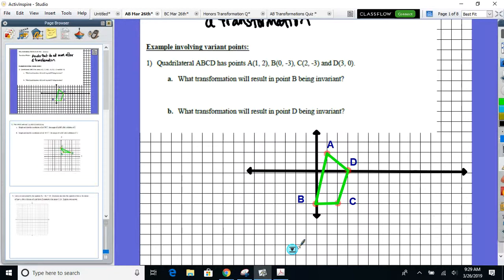Caleb! Everyone agree if I reflect this figure over the y-axis, is B going anywhere? Nope. So I could reflect over the y-axis, sure. Nice job.